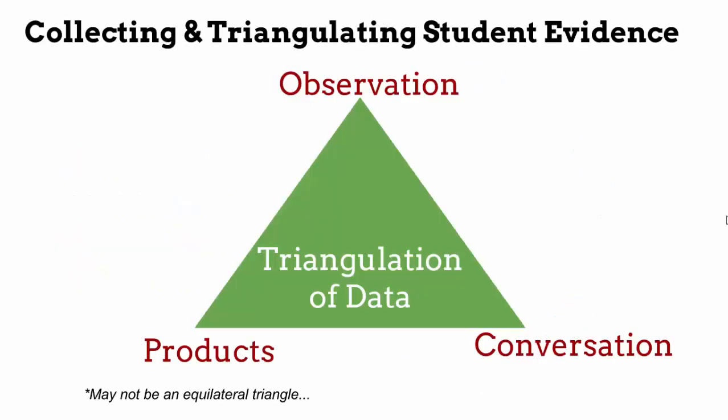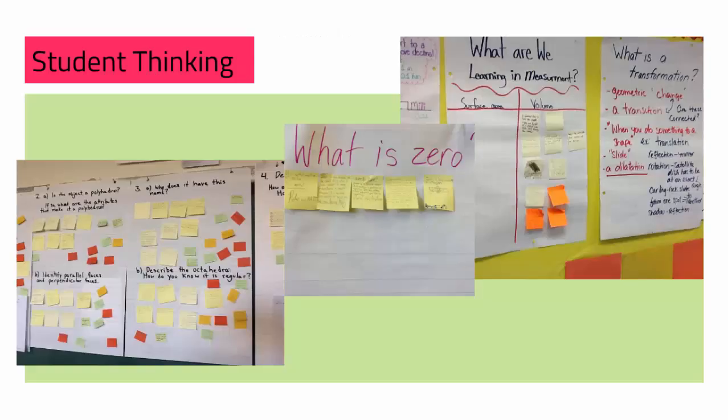For example, evidence we collect from observation, conversations, and products can be used to guide our planning for whole or small group learning, as well as the support we provide for individual students. The data we collect can impact our responses to students and therefore impact the decisions we take with regard to differentiating learning opportunities.